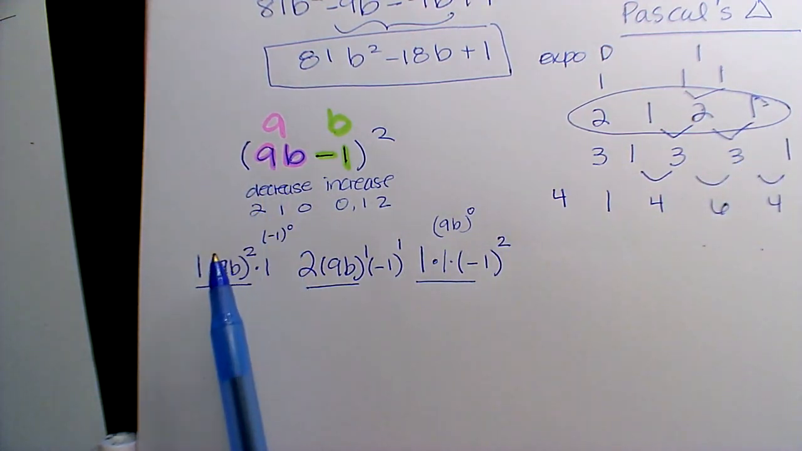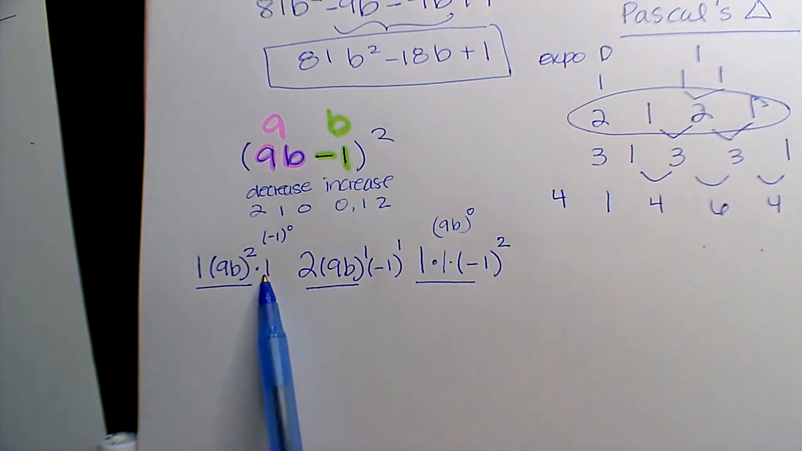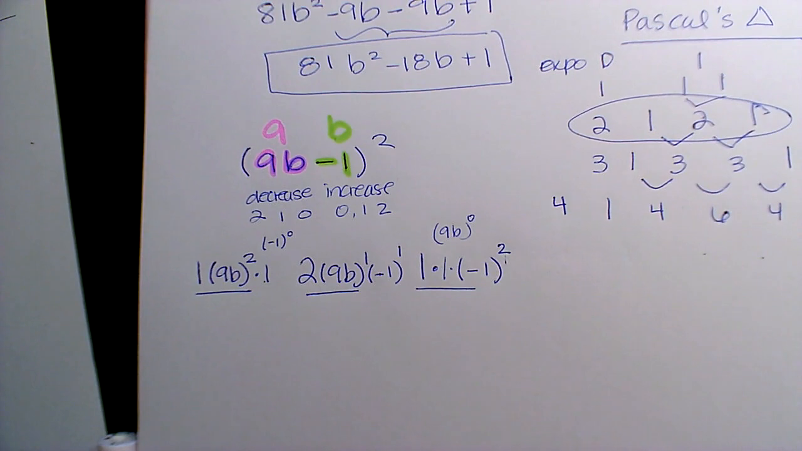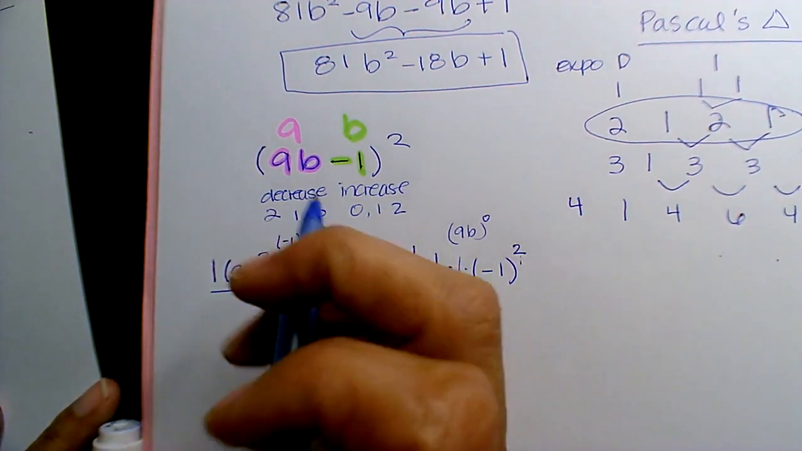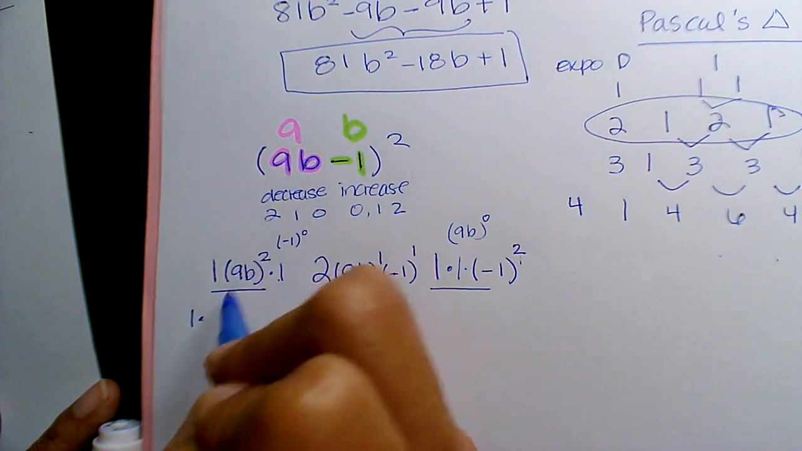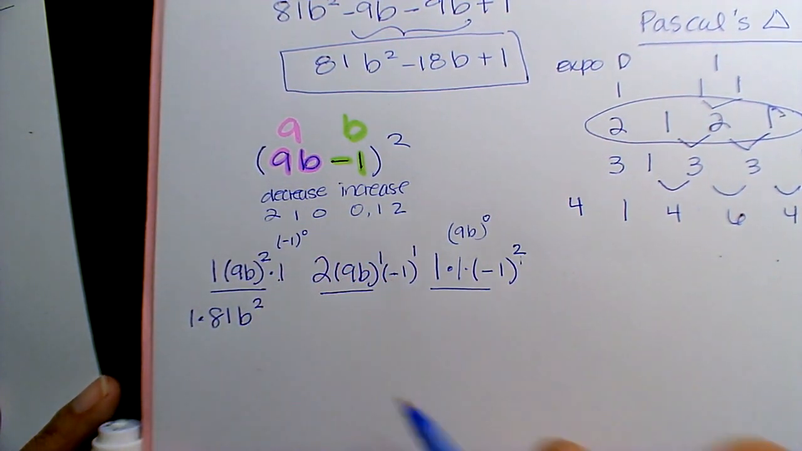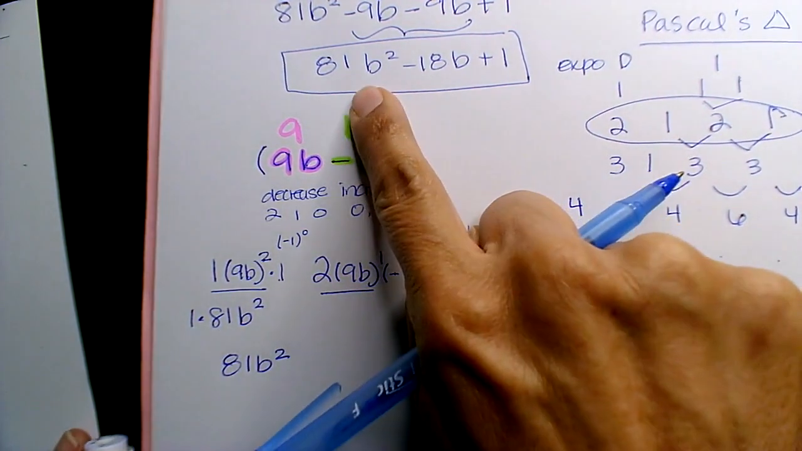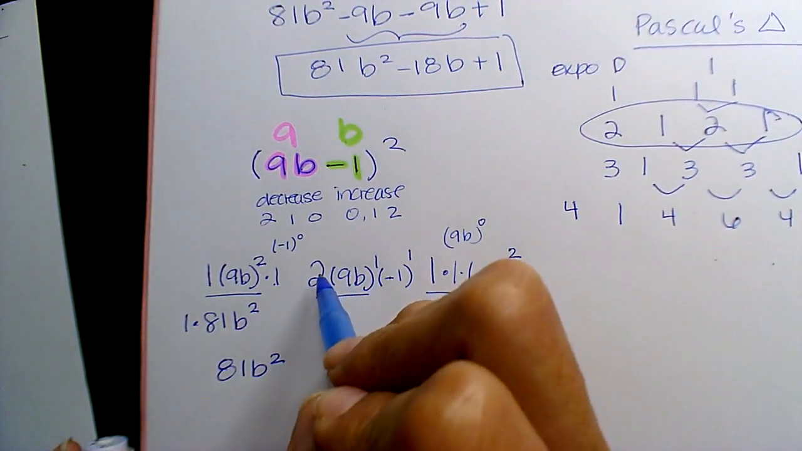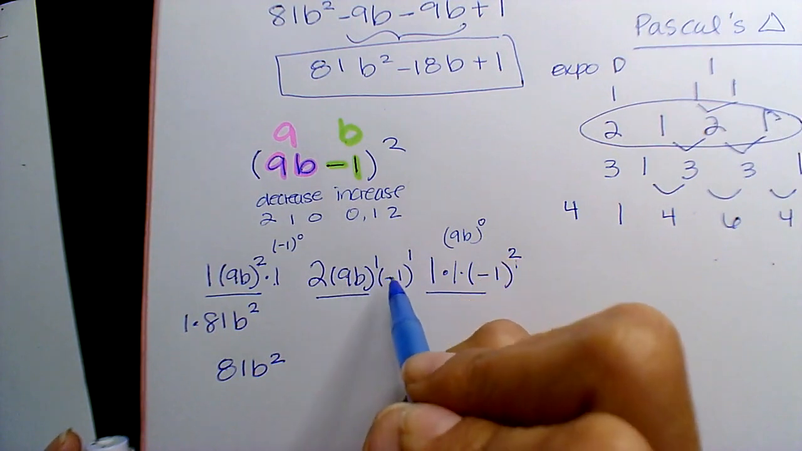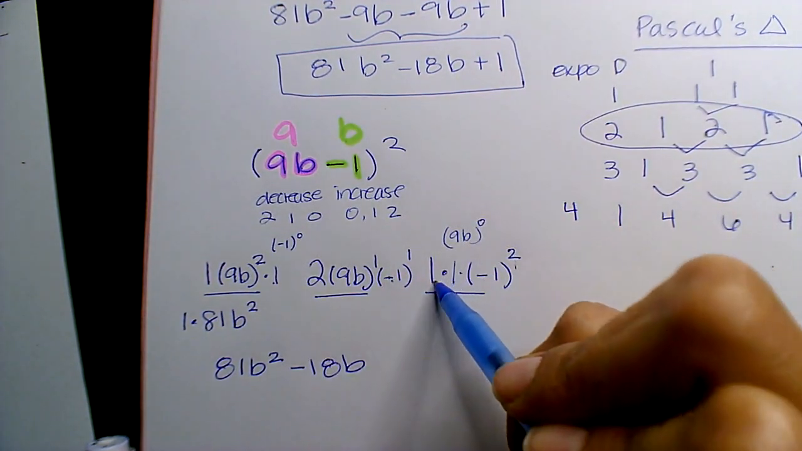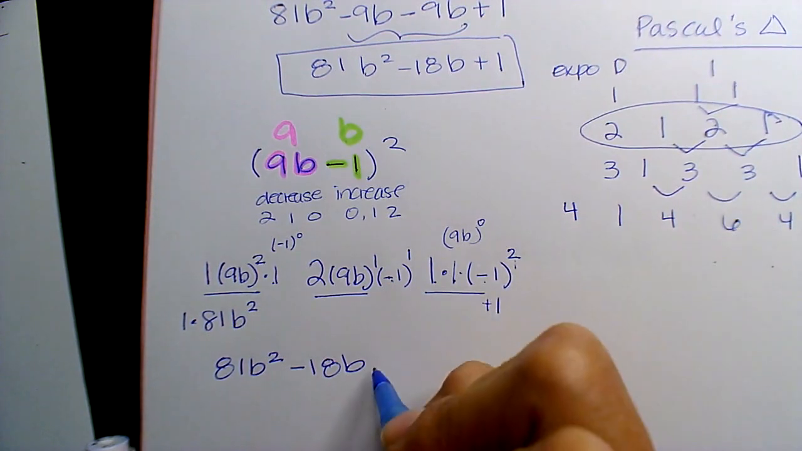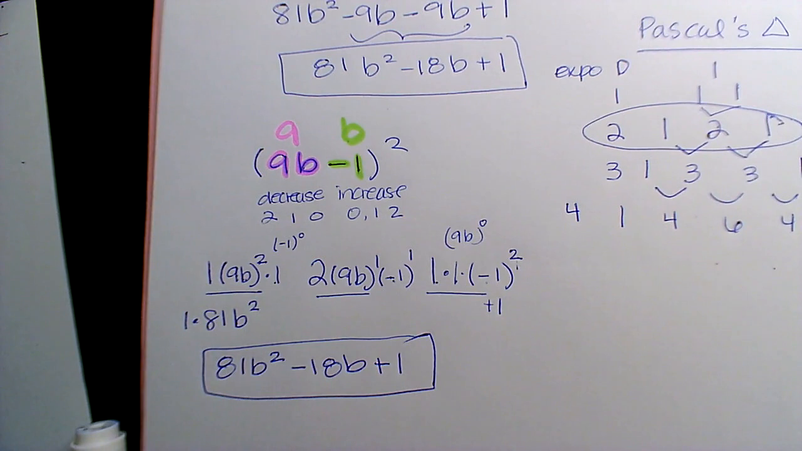So this is negative 1 to the first, and this is now negative 1 squared. The first term decreases, 2, 1, 0, and the second increases, 0, 1, 2. Clean that up and you're going to get 81, 18, and positive 1. I have 9 squared, which is 81, b squared, so I don't need the 1, so I basically have 81b squared. 2 times 9 is 18, times negative 1, negative 18b, and so far it matches. Then negative 1 squared is a positive 1, and there's your calculation. That's how it works. That's it.